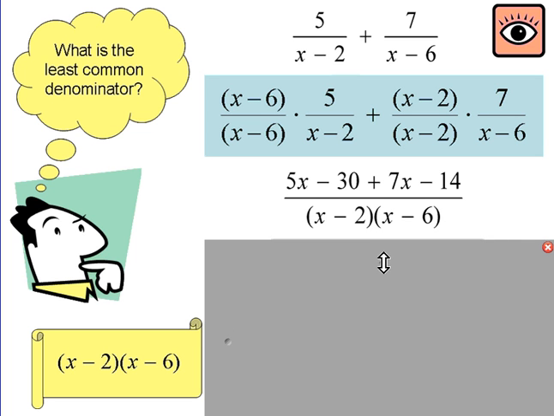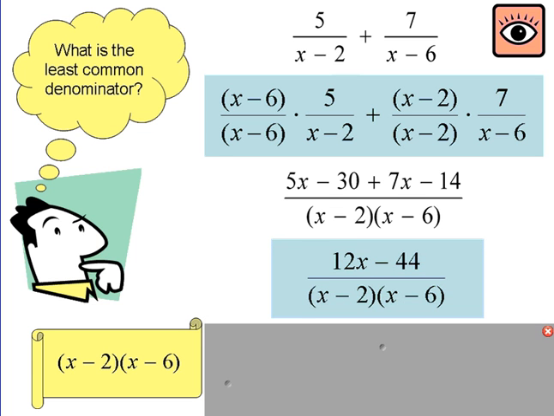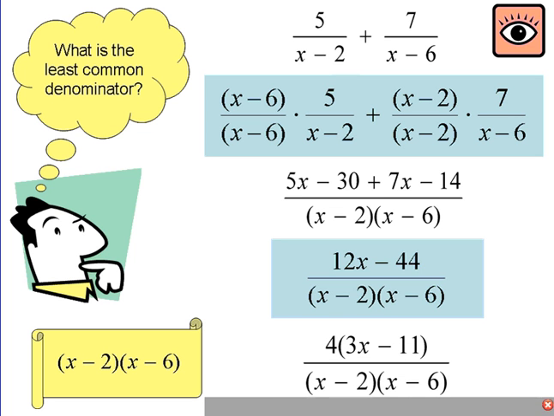We're then going to combine like terms, 5x plus 7x, which will give us 12x, and negative 30 minus 14 is negative 44. We need to keep on going and factoring to make sure that we don't have anything else to cancel. And in 12x minus 44, we can factor out a 4, leaving us with 3x minus 11 divided by x minus 2 times x minus 6.